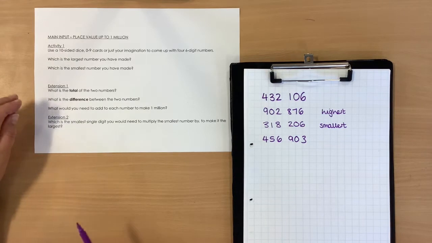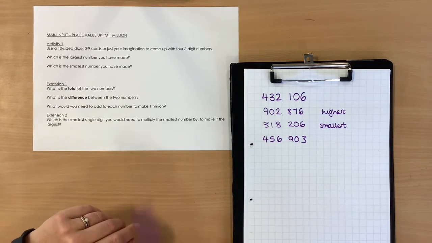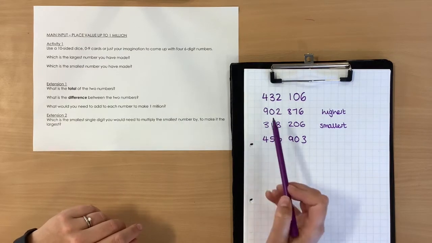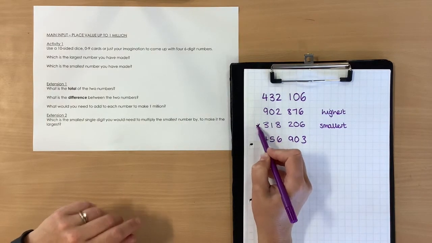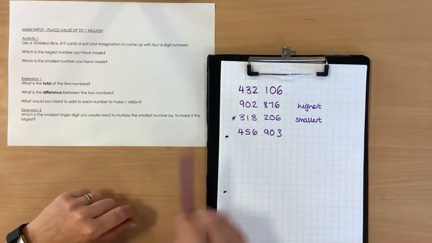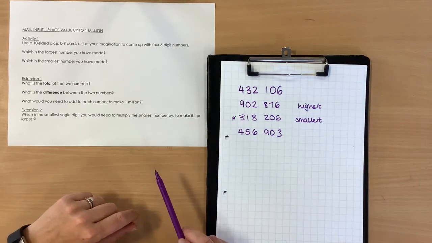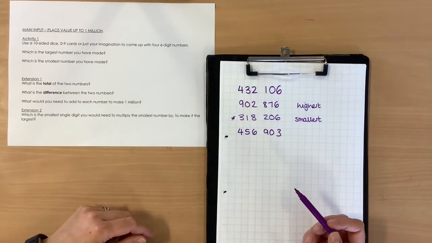What would you add to get to 1,000,000? And then at the bottom there, which is the smallest single digit you would need to multiply the smallest number by? So what would I need to multiply this number by to make it bigger than that one? Well, I can already instantly see if I times it by 2, it's not going to be big enough. So for my one, it might be 3. I could try it out to see.